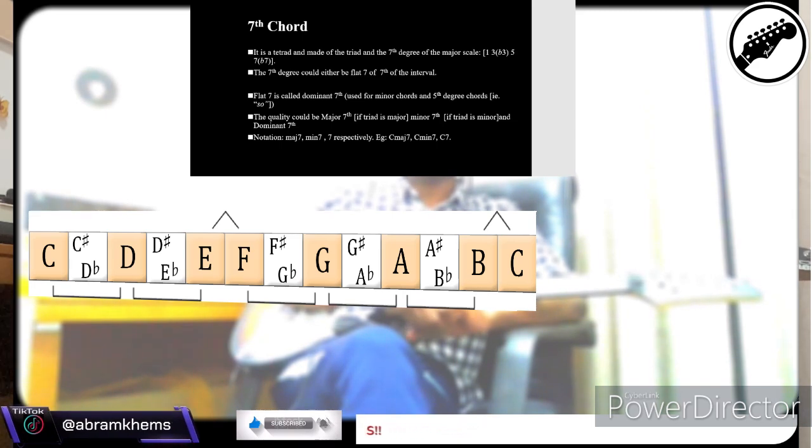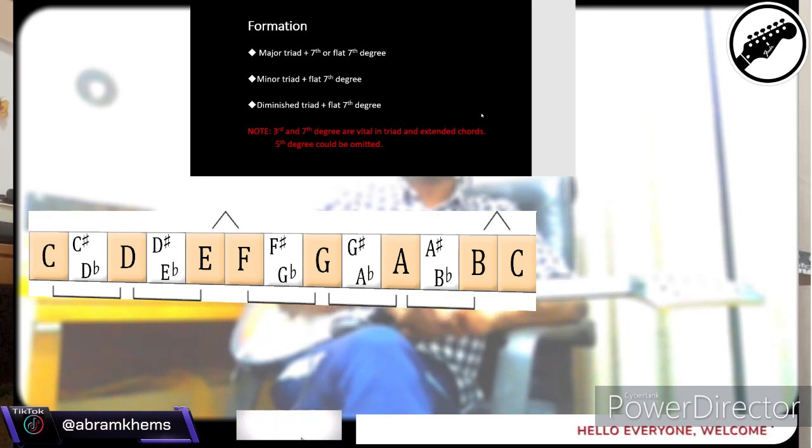All right, so you can have an example like C major 7th, you can have C minor 7th, and then you can have C7. So C7 is actually a dominant chord with a flat 7, okay, or minor 7th. All right.